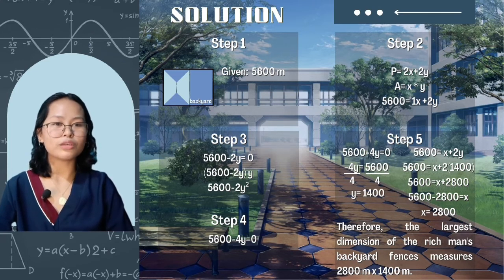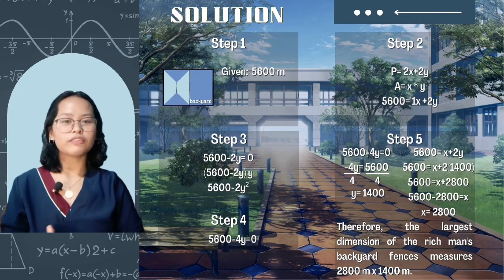From x plus 2y is equal to 5,600, we transpose 2y to the right side in order to find the value of our y. We need to multiply the equation by y to have our step 4. After multiplying y in 5,600 minus 2y, step 4 is to get its derivative. x is equal to 5,600 minus 4y.